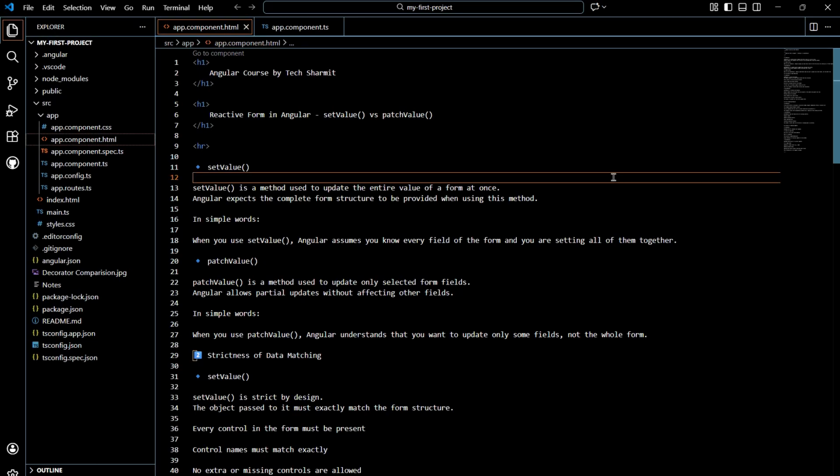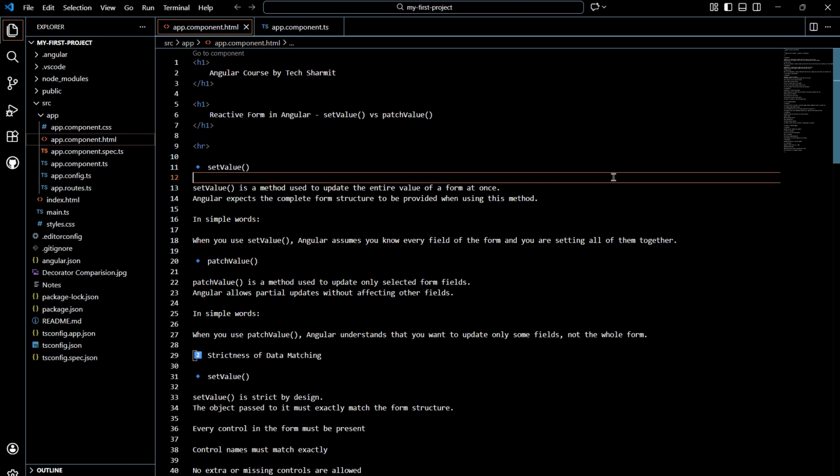So now you can start with this. Here you can see my first heading says Angular course by Sharmit. My second heading says reactive form in Angular, setValue versus patchValue. Now firstly we will start with the definition itself.